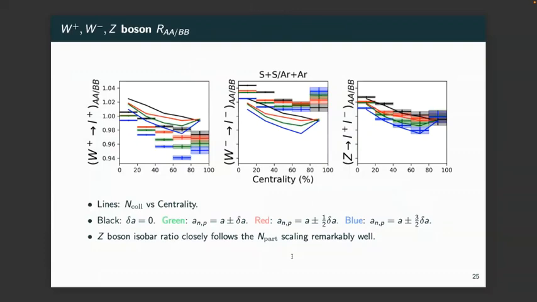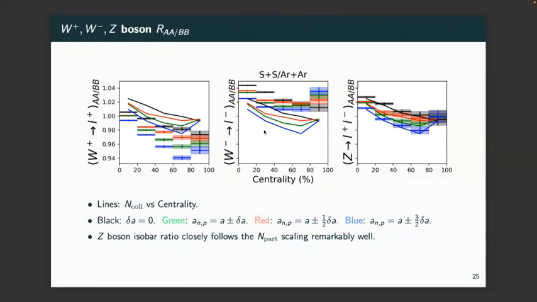This is for sulfur and argon for the single ratios. So just take the W plus and minus, take the isobar ratios, and you see that they deviate from the lines. These lines are the naive binary collision scalings. The Z bosons follow the binary collision scaling quite well. Those isospin-sensitive probes do not.